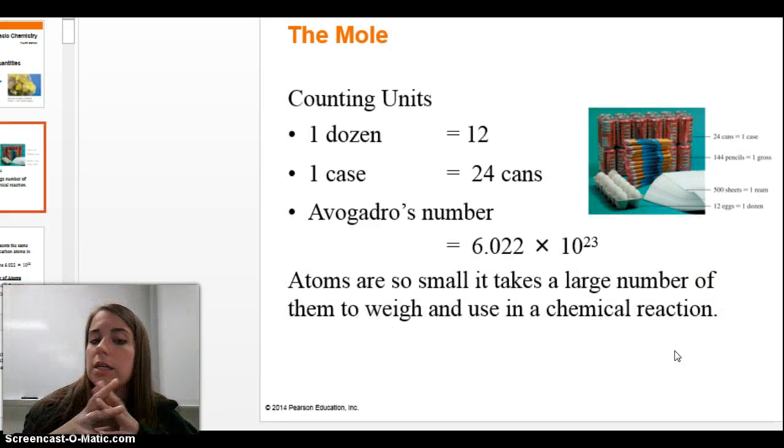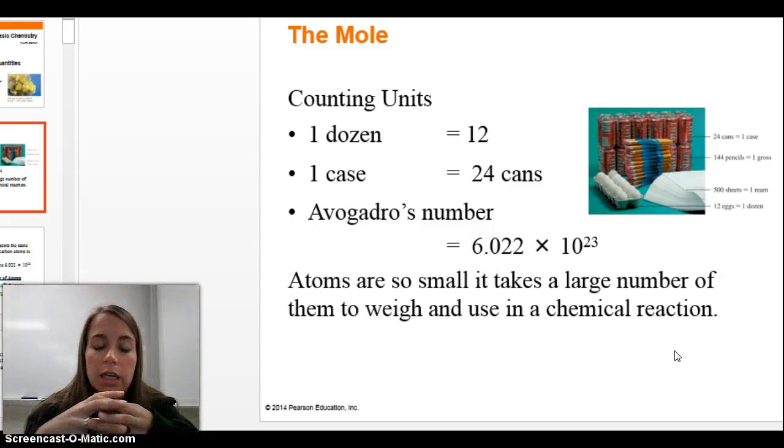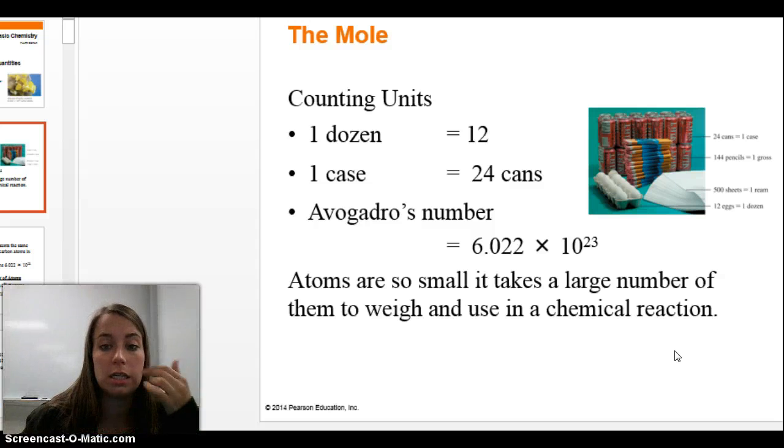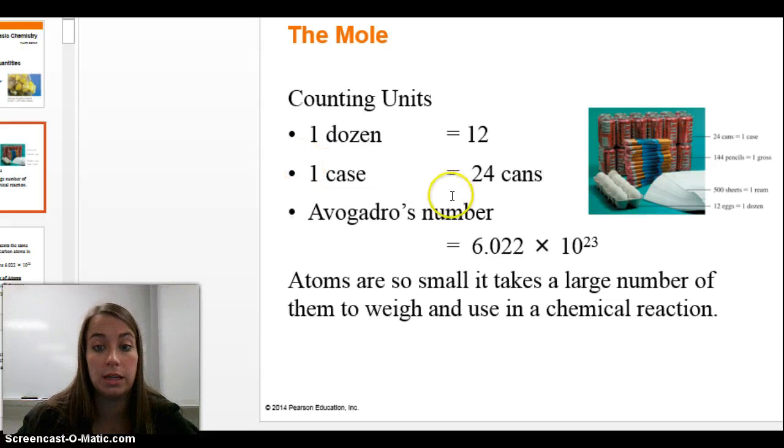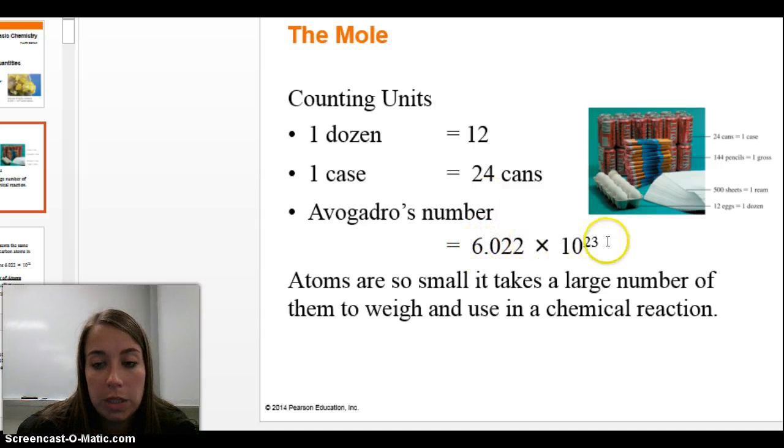All right, so the mole. The mole is an amount, okay? So think about things like a dozen. A dozen is 12. A case, if you were to pick up a case of soda, it's 24 cans. Avogadro's number is the same kind of thing. It's an amount of something, and it's called the mole, so if you have a mole of something, you have 6.022 times 10 to the 23rd of that object.